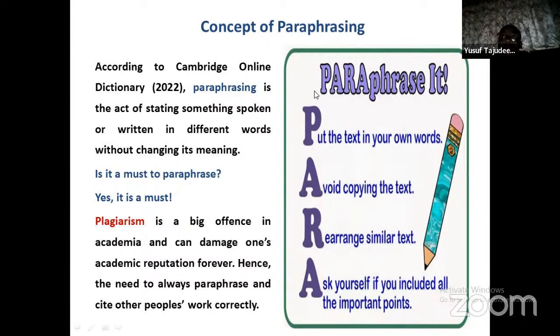The paper will be retracted, but your name and the file will be forever in the journal's archive. And that way you damage your academic reputation. So it is a big offense in academia. So we don't plagiarize.